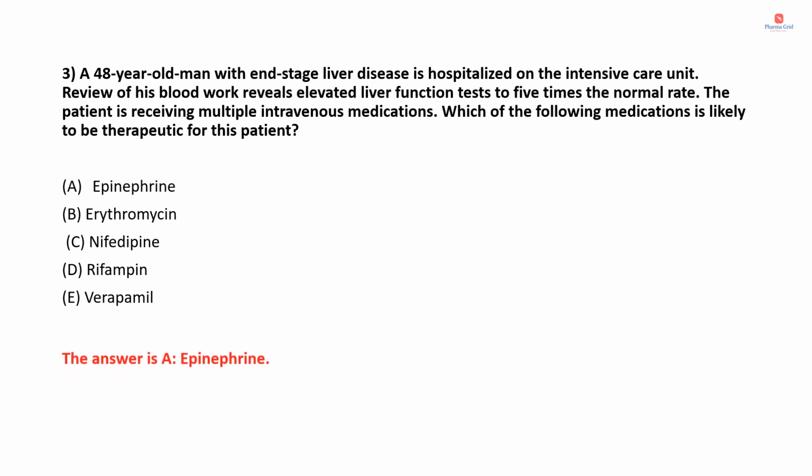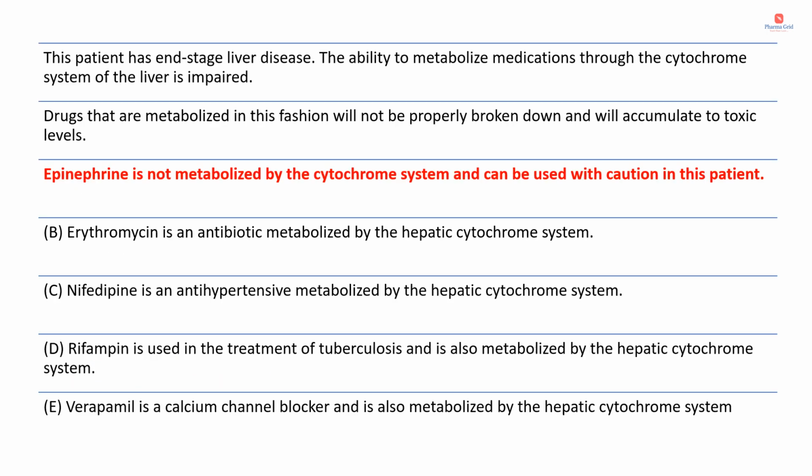Here the correct answer is option A, that is epinephrine. So in this case, this patient has end-stage liver disease. The ability to metabolize medications through the cytochrome system of the liver is impaired. So the drugs that are metabolized in this fashion will not be properly broken down or metabolized and will accumulate to toxic levels.